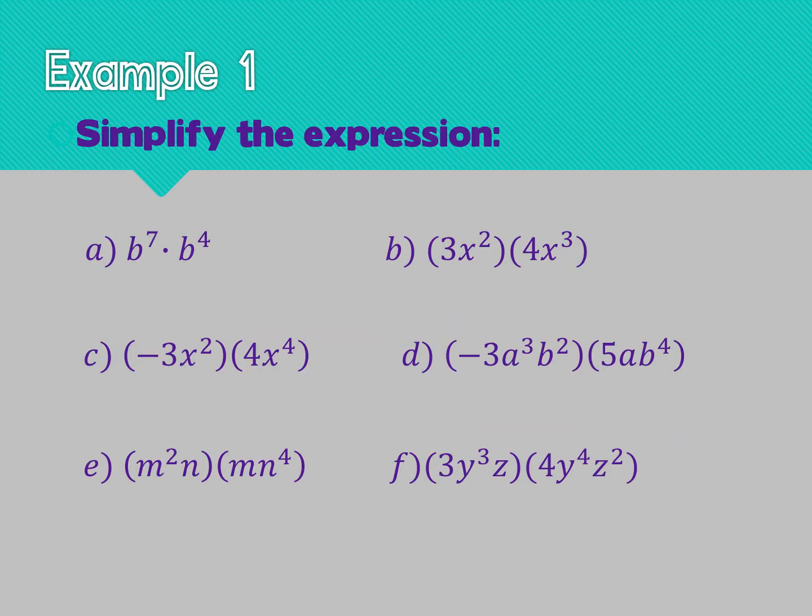All right, so let's do some examples. This first one, I have b to the 7th times b to the 4th. They have the exact same base, so all I'm going to do is add those exponents. This is just going to get me b to the 11th.